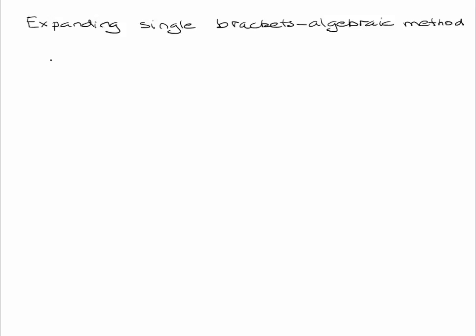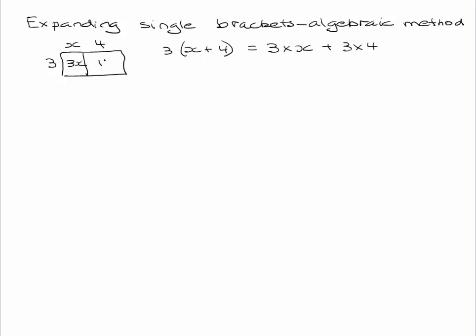Let's just review the process of expanding single brackets using the area method. So if we have 3 times x plus 4, we can draw the area diagram, a rectangle, 3 on one side times x plus 4 on the other. And then we find the area of the two regions. 3 times x is 3x, and 3 times 4 is 12. So 3 times x plus 4 in brackets is 3x plus 12.